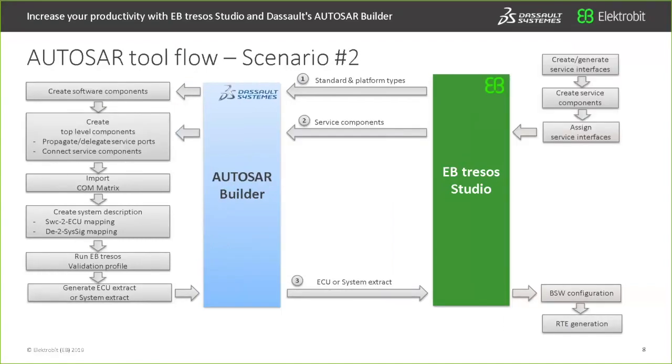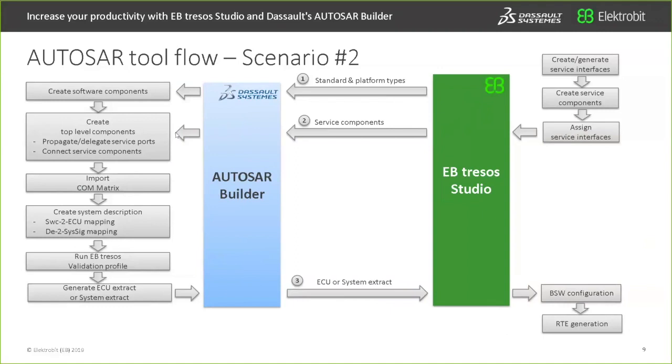So on the next slide, you see another possible use case. Here again, you start at EB tresos Studio, reusing the standard and platform types, importing them into AUTOSAR Builder. What you will do in addition is pre-configure your service components in EB tresos Studio, which means you first create or generate your service interfaces, create your service components, and then assign the service interfaces. Once you have done that, you import your service components into AUTOSAR Builder.